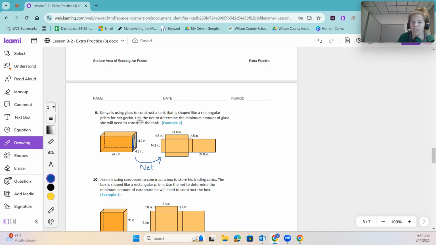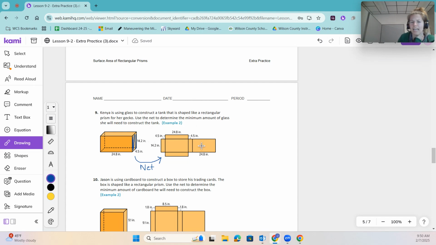Okay, this says Kenya is using glass to construct a tank that is shaped like a rectangular prism for her gecko. Use the net to determine the minimum amount of glass she will need to construct the tank. So glass goes around the outside, it does not fill the tank. So therefore we're finding surface area.